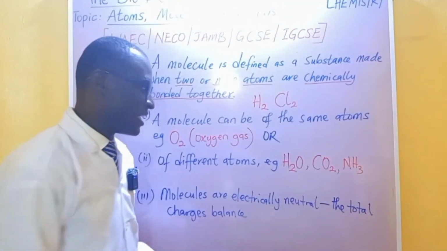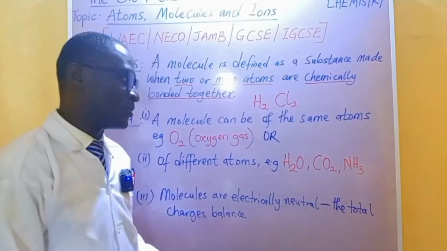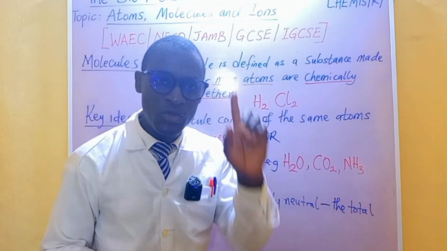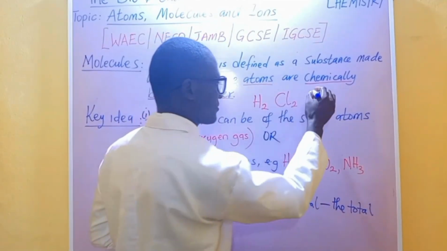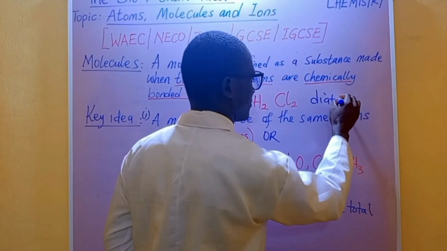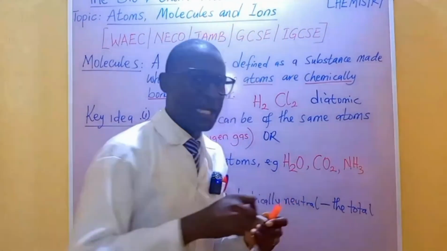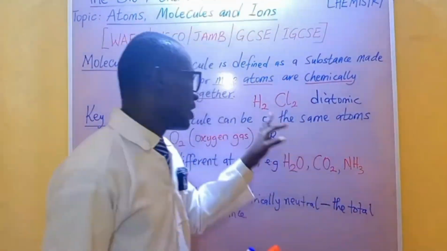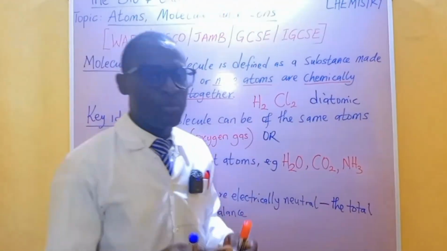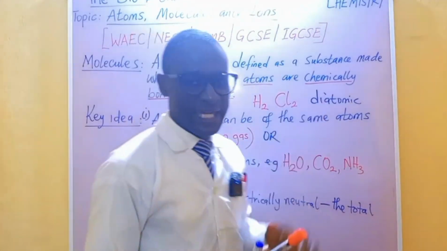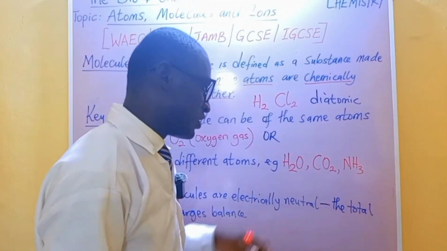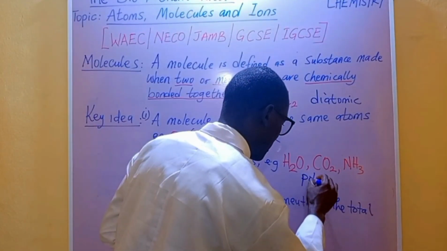Then we have hydrogen. Hydrogen gas exists as H2, two atoms of hydrogen. And this leads me to use the word diatomic. Diatomic molecules: di, of course, is 2. So when you have a molecule made up of 2 atoms, that is a diatomic molecule. But when you have a molecule made up of more than that, you call it polyatomic.